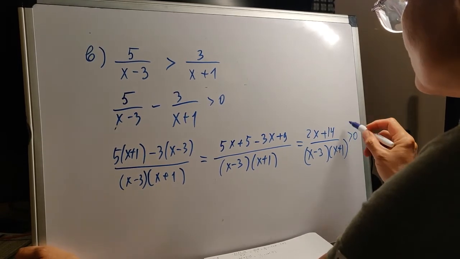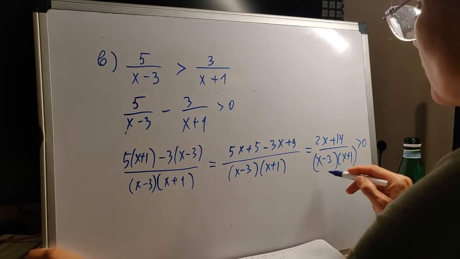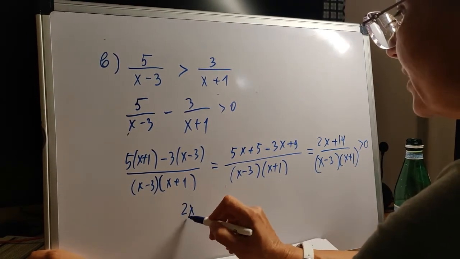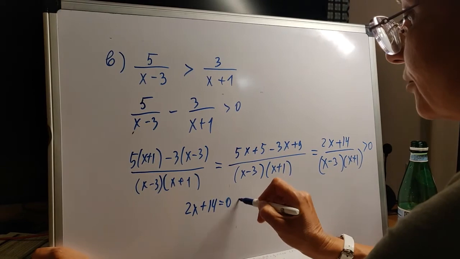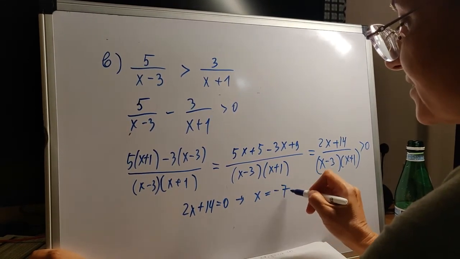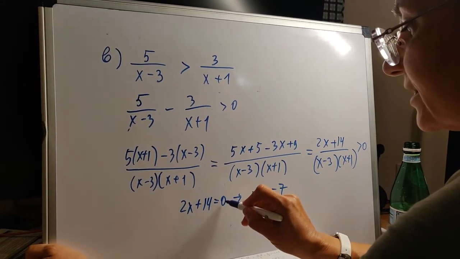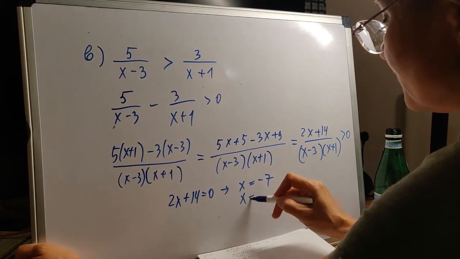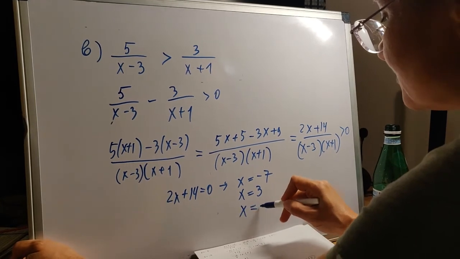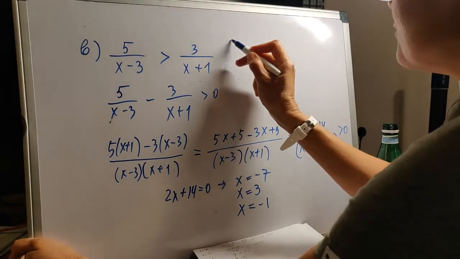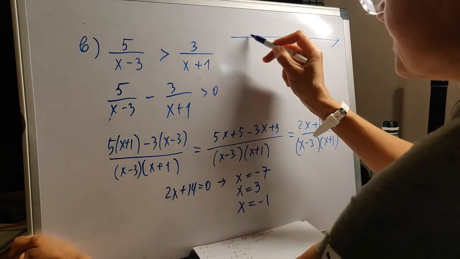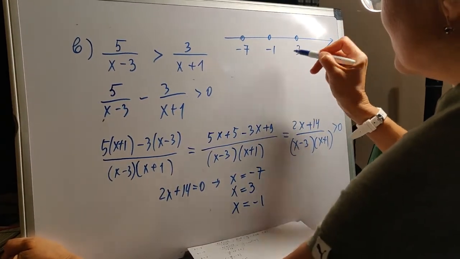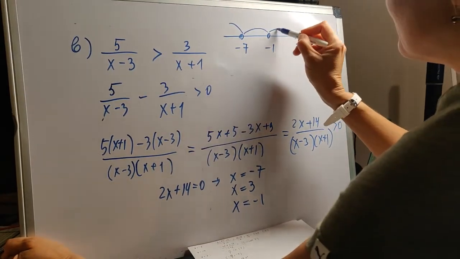Again, I'm going to look for all zeros of all factors here, numerator and denominator included. So I have 2x plus 14 equals 0, which is going to give me x equals negative 7, right? 14 is going to be on this side, minus 14 divided over 2, negative 7. The denominator is easy to find: x equals 3 and x equals negative 1. Now I'm going to graph all three numbers, starting with negative 7, and then negative 1, and then 3, and check the 4 intervals I have.